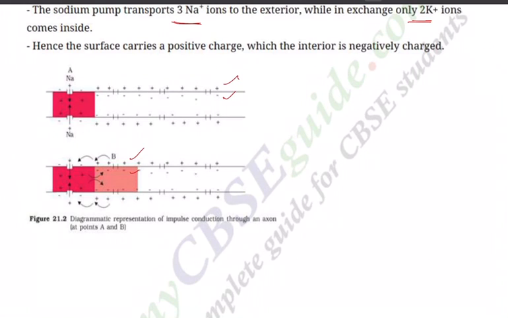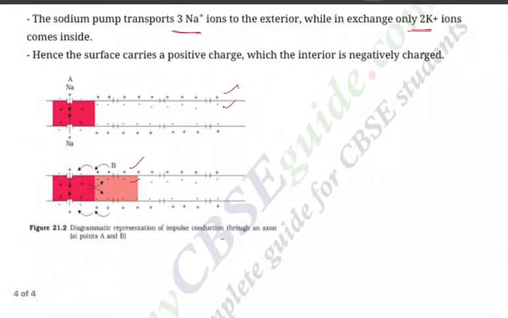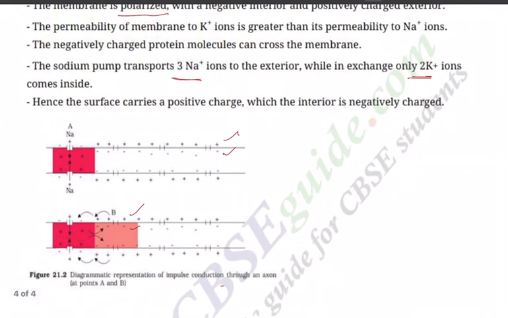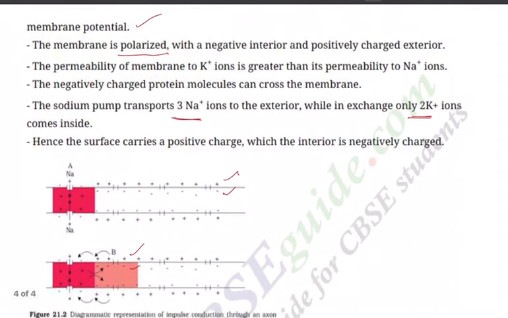And then of course, the next stage is depolarization. After depolarization, there will be flow of ions again. So this is the diagrammatic representation of impulse conduction through an axon, that is point A and point B. So always, as I said, you must substantiate your answer with a diagram, right?